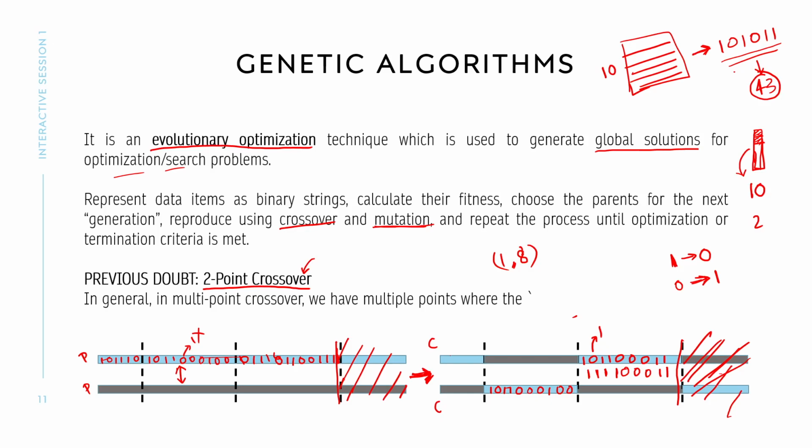So usually the strings will converge into one. At the end, ideally all the strings would have the same value. So all the strings would be the same in the final population. That is where we say that the optimal solution is reached. Or otherwise, there is usually some sort of termination criteria we set.